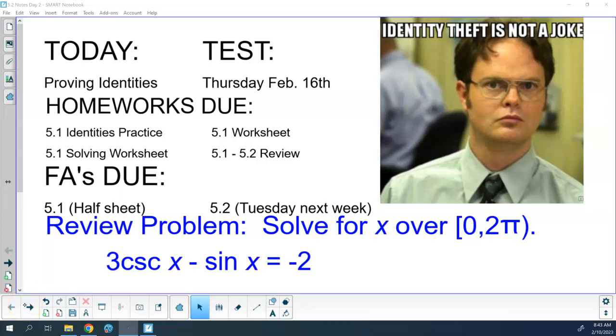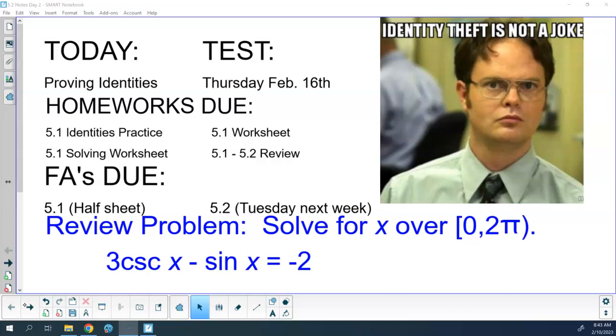Because identity theft is not a joke, Jim. Okay. So, come on, there it is. Lack of the line. Cut down on the glare. Sunny out. Not used to this stuff. Okay.